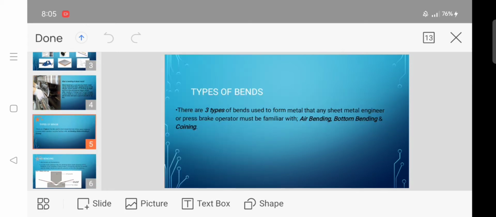Types of bends. There are three types of bends used to form metal that any sheet metal engineer or press brake operator must be familiar with. First, air bending. Second, bottom bending. And third, coining.